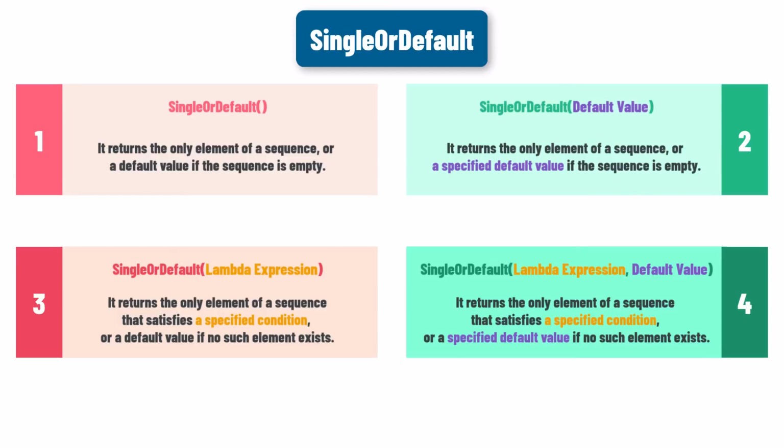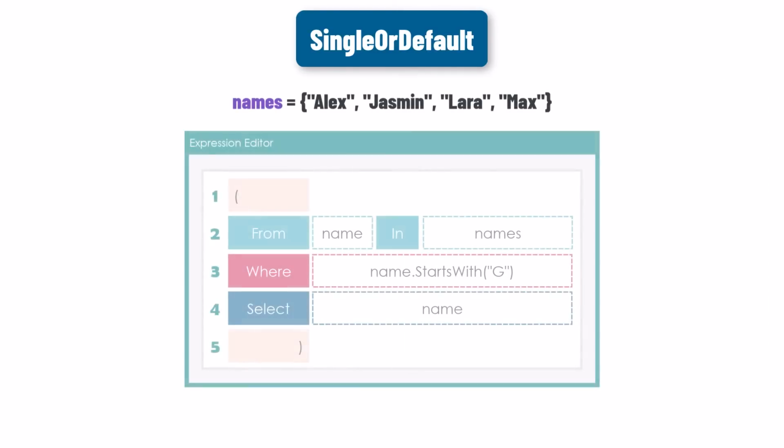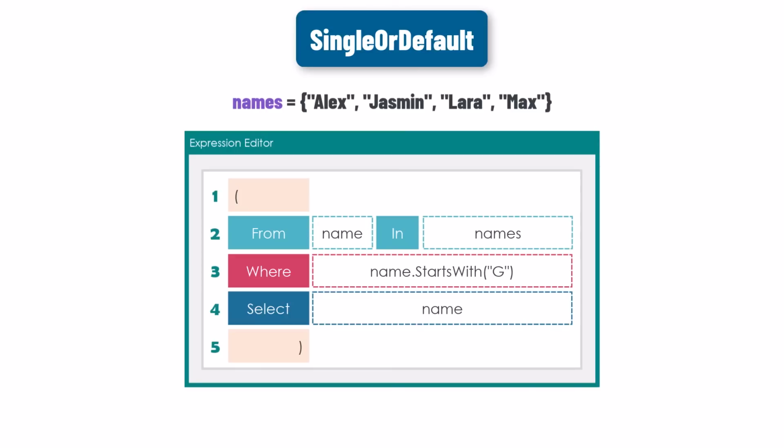Let's now use the different overloads in real use cases to understand them better. Suppose I have the following string array that contains different names. And I have the following query to filter the array to get only the names that start with the letter G. As you can see, no name meets the condition, therefore the result of this query will be an empty sequence. Let's use the first overload of SingleOrDefault method after this query.